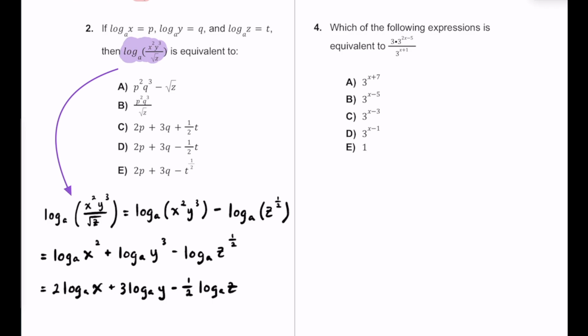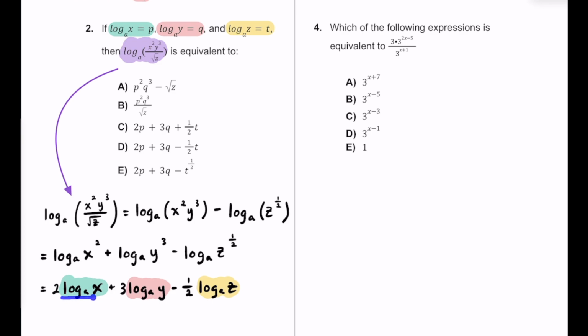So now what are we going to do? Well, if we take a look at this log base a of x, recall that log base a of x is equal to p, so we're going to make a substitution there. Then if we take a look at log base a of y, we can see that log base a of y is the same thing as q, so we're going to make another substitution there. And then finally, log base a of z is equal to t. So this last step, we're just going to be making some substitutions.